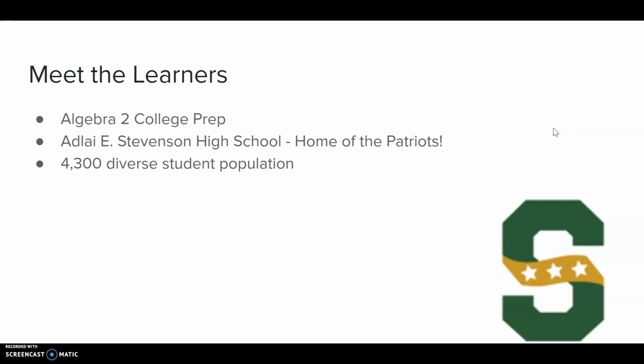The group of students that we chose to design this unit for is the Stevenson population. As you can see, it's about 4,300 students. According to the Illinois State Report Card, 30% of that student population is Asian, 56% is Caucasian, 8% Hispanic, and about 2% is African American.